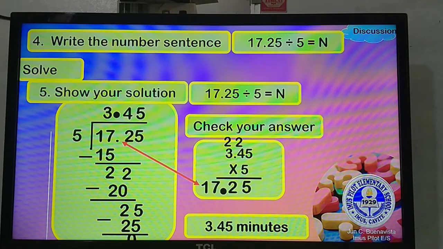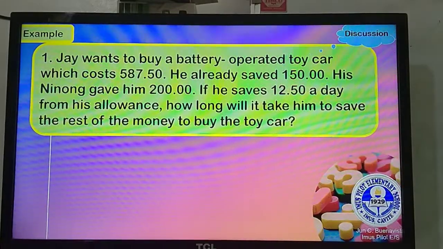So let's have another example here. Or let's have another problem. We have problem number 1. Jay wants to buy a battery-operated toy car which costs 587 pesos and 50 centavos. He already saved 150 pesos. His ninong gave him 200 pesos. He saves 12 pesos and 50 centavos a day from his allowance. How long will it take him to save the rest of the money to buy the toy car?